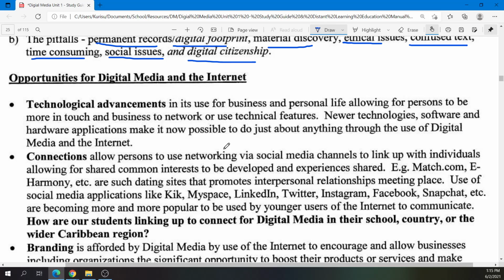Yes, Ariel? Advertisement. Very good. So, businesses can use technology to advertise. Anything else? Show content about your business. Show content.